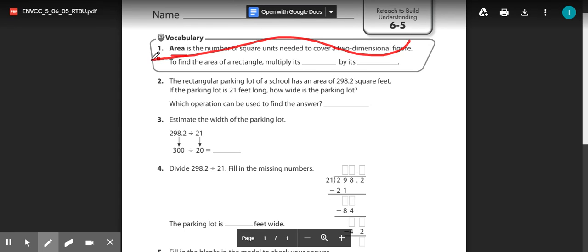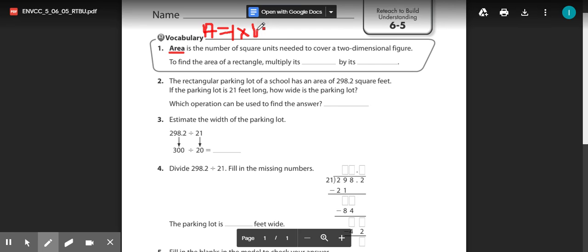So what do we know about area? Do we know a formula for area? What is the formula? Formula is length times width. That's correct. Area is equal to length times width.